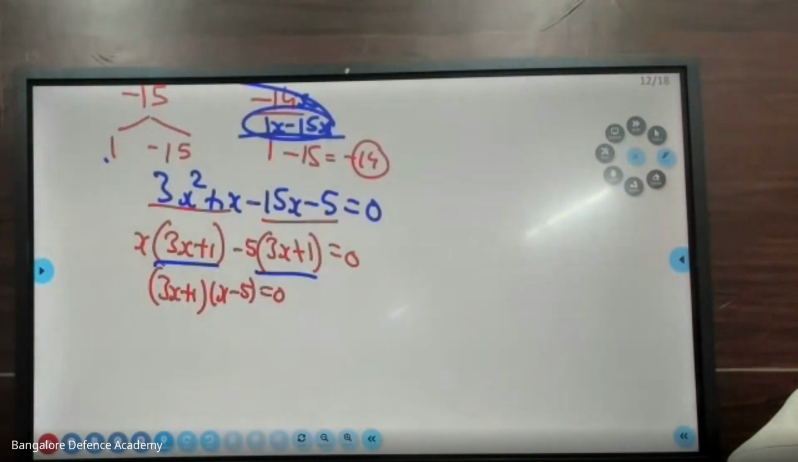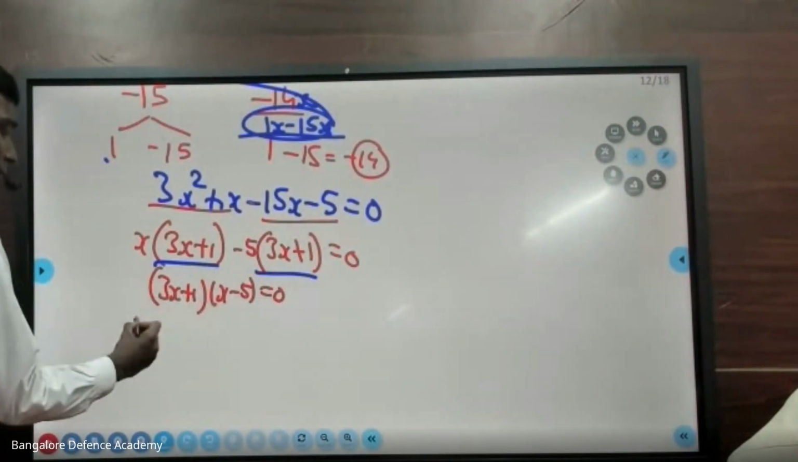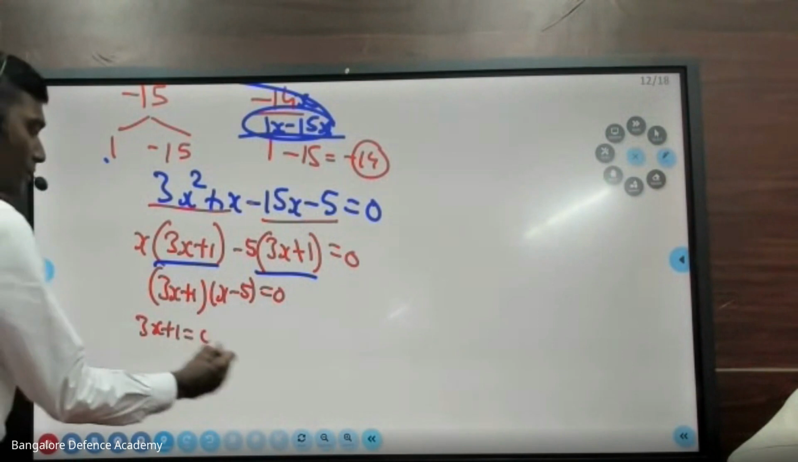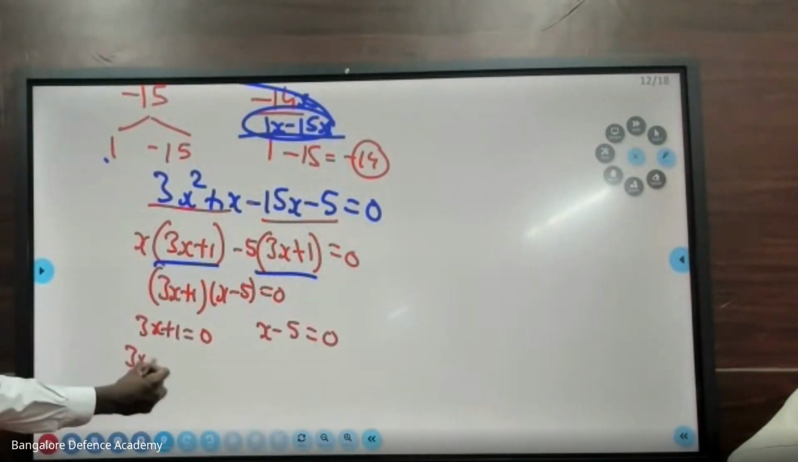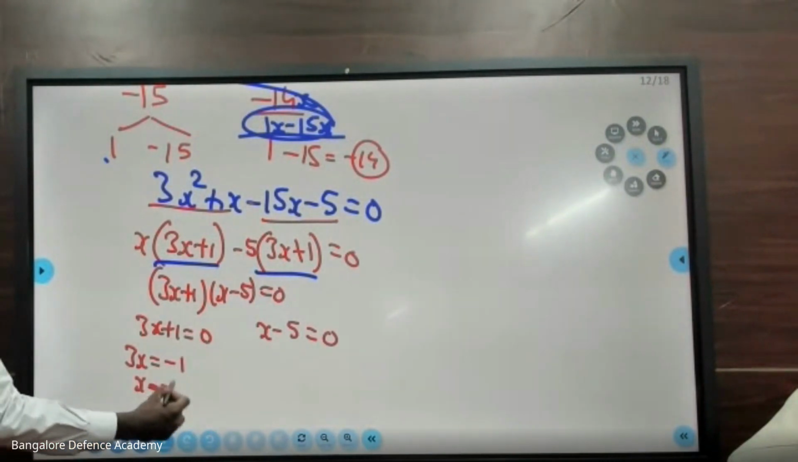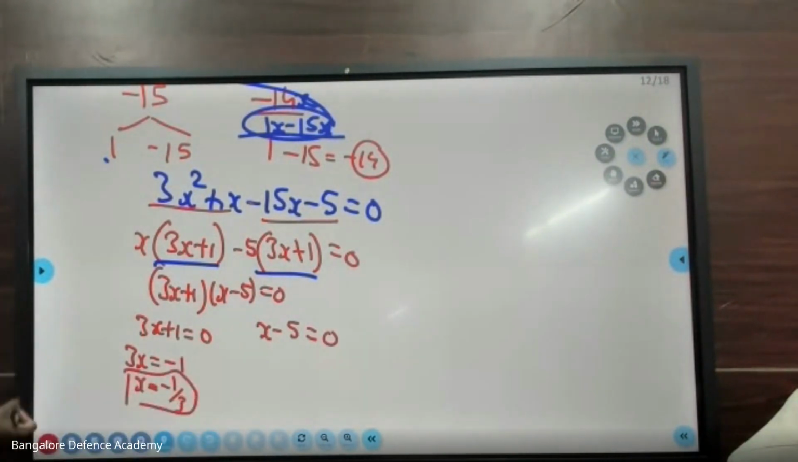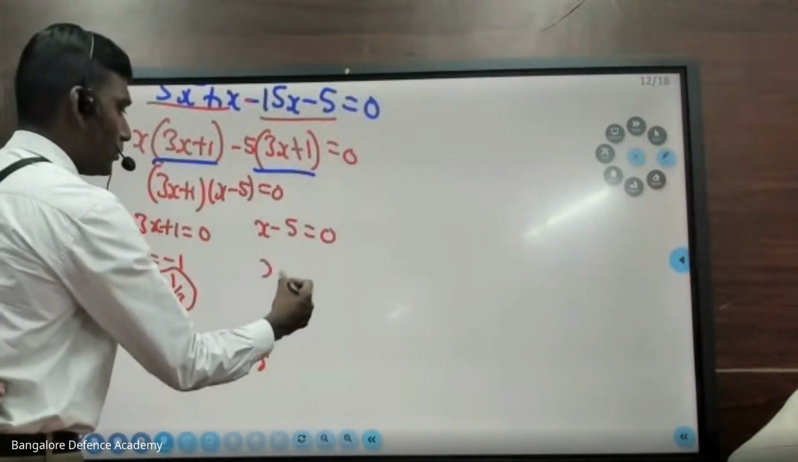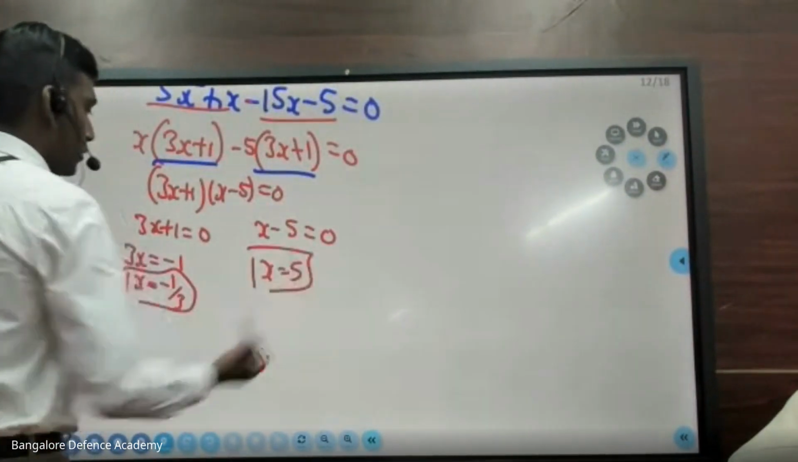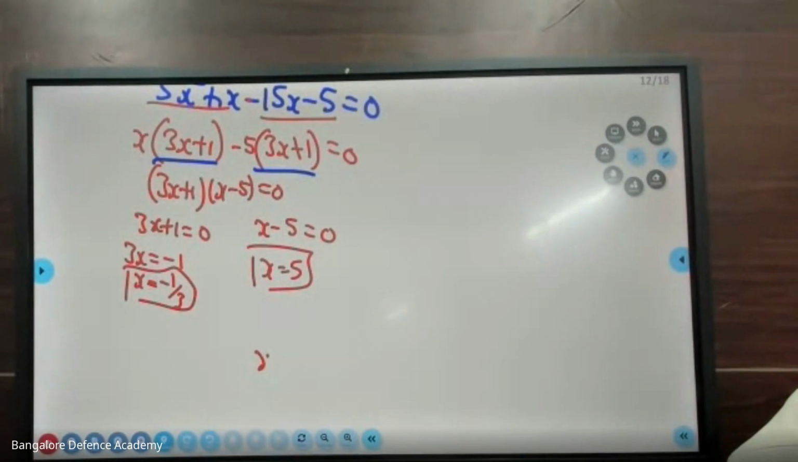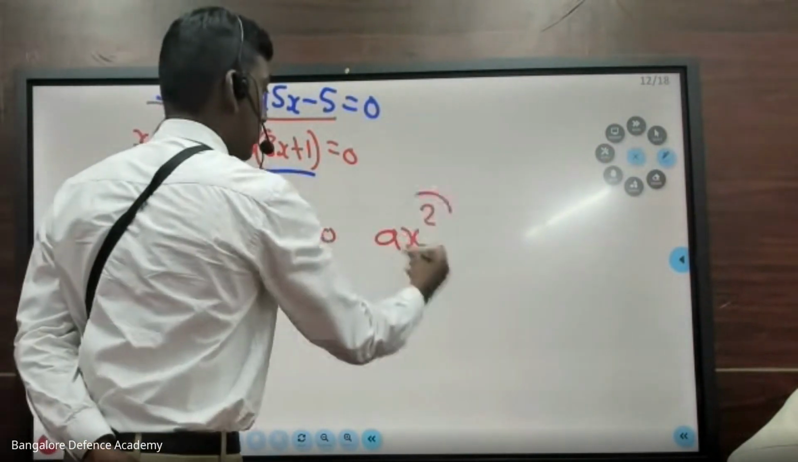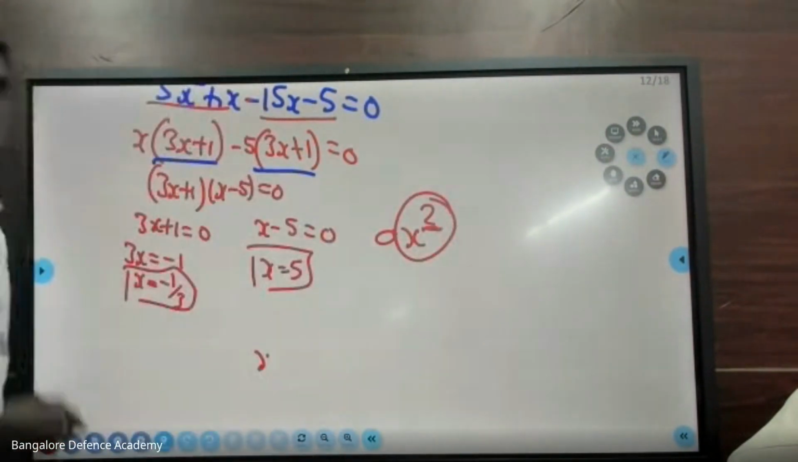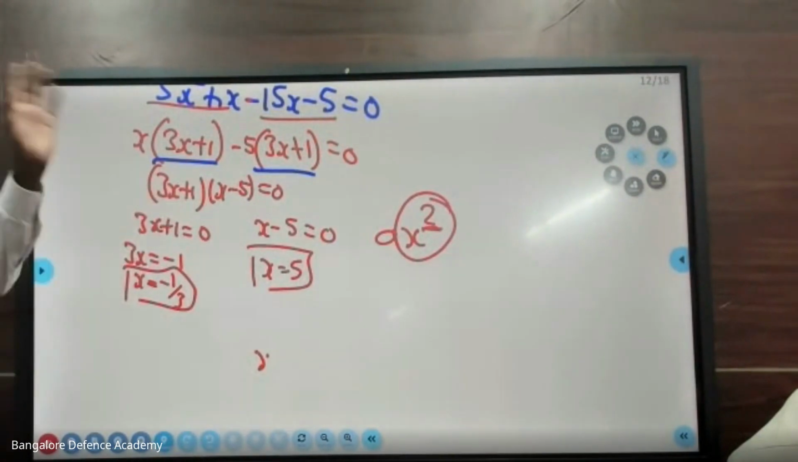This is the factorization method, correct? Okay, now you have two options. 3x plus 1 is equal to 0, and x minus 5 is equal to 0. So what happens? 3x is equal to minus 1, x is equal to minus 1 by 3. This is the first option, and x is equal to 5 is the second. You get two values of x. Why do you get two values of x? Because it is a quadratic equation. Why do you say it is a quadratic equation? Because x is to the power of 2. Do you all understand these basics?